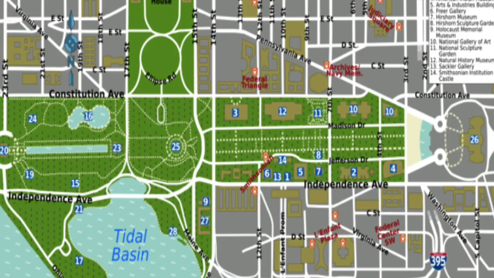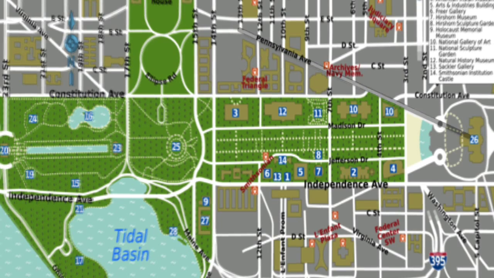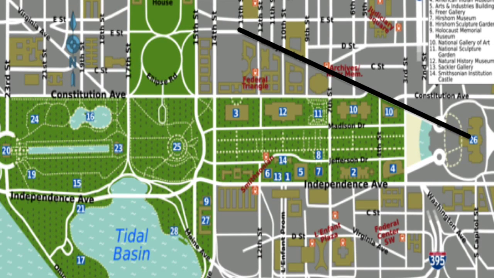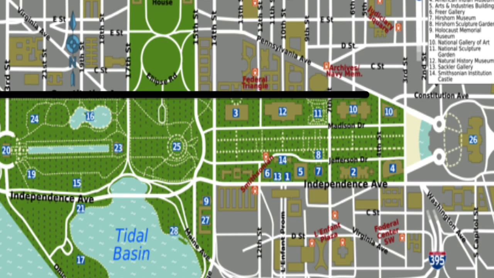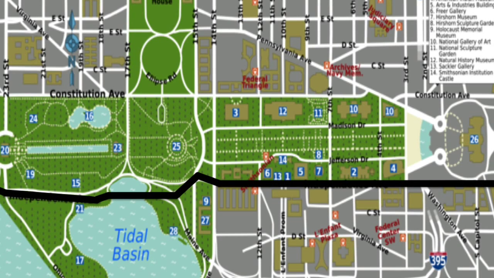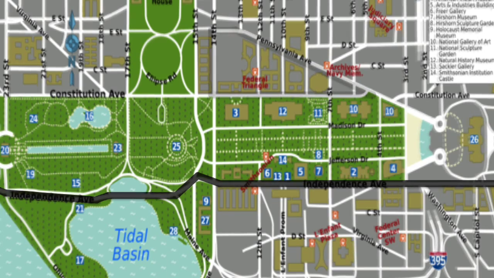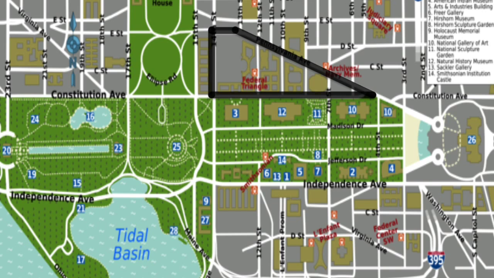Nowadays the most important streets in Washington are the Pennsylvania Avenue, which connects the White House with the Capitol, the Constitution Avenue, which leads across the north-south of the capital and parallel to the National Mall, and the Independence Avenue, which is parallel to the south of the National Mall. The triangle that is formed by the Pennsylvania Avenue, the Constitution Avenue, and the 14th Street is called the Federal Triangle.